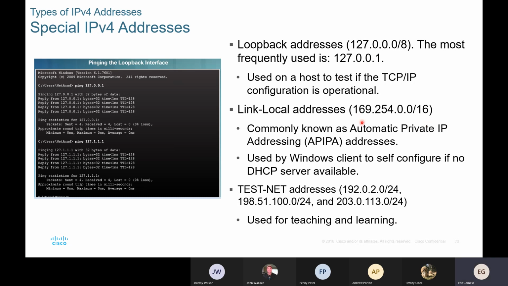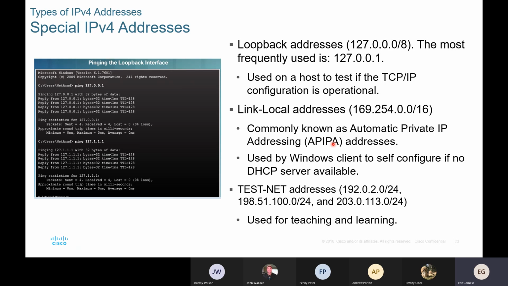There is another block, 169.255.0.0/16. So they go from 169.255.0.0 up to 169.255.255.255. Those are called the APIPA addresses or the link local addresses. Microsoft uses them a lot.